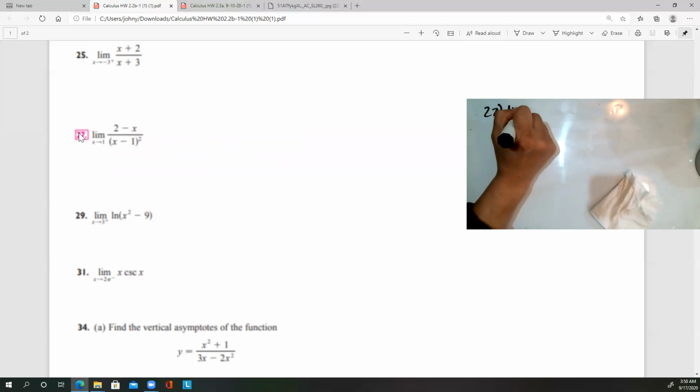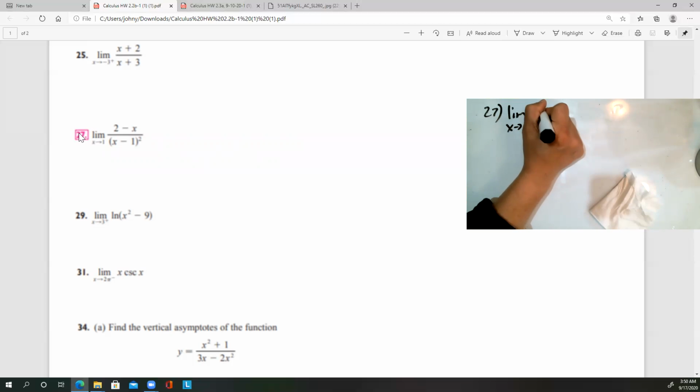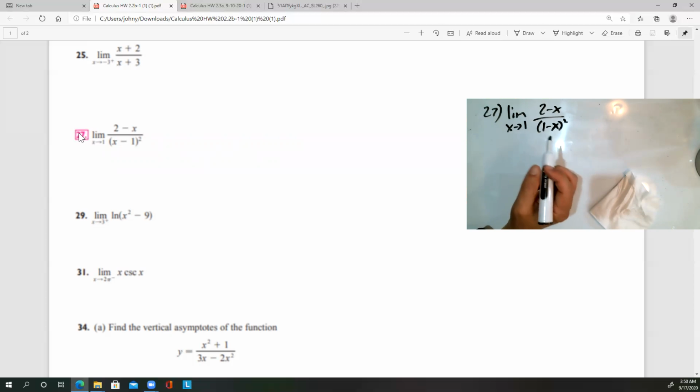What's the limit as x approaches 1 of (2 minus x) over (1 minus x) quantity squared? That means because there's no sign here on the right hand side, it must approach from the left and from the right. And you have to find both limits.